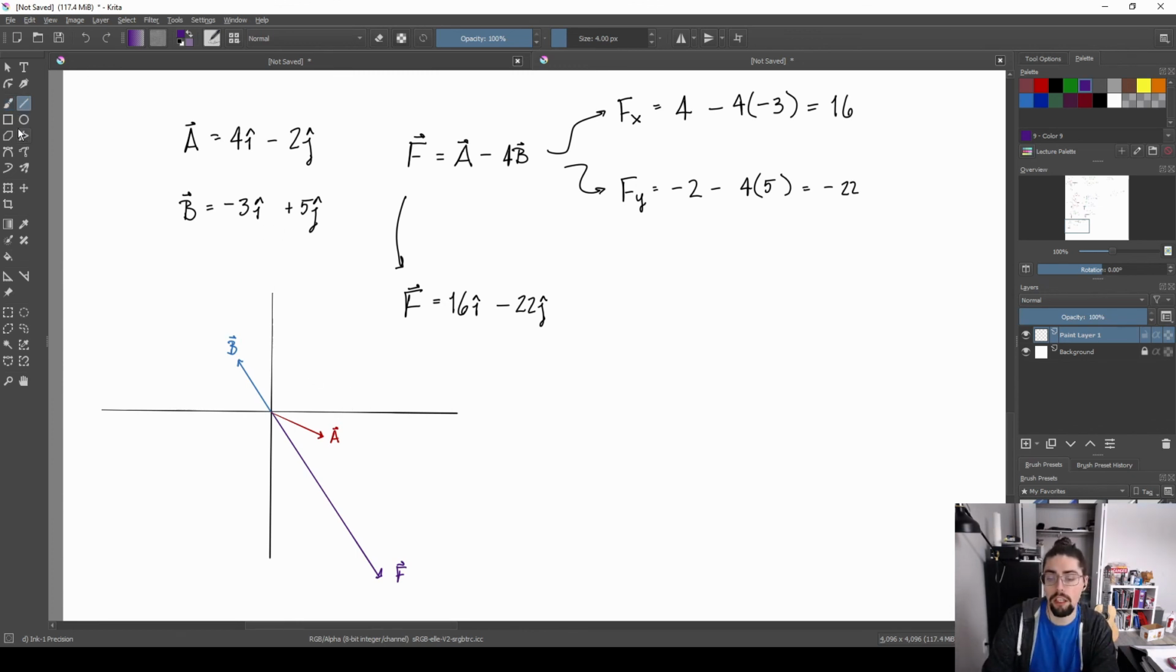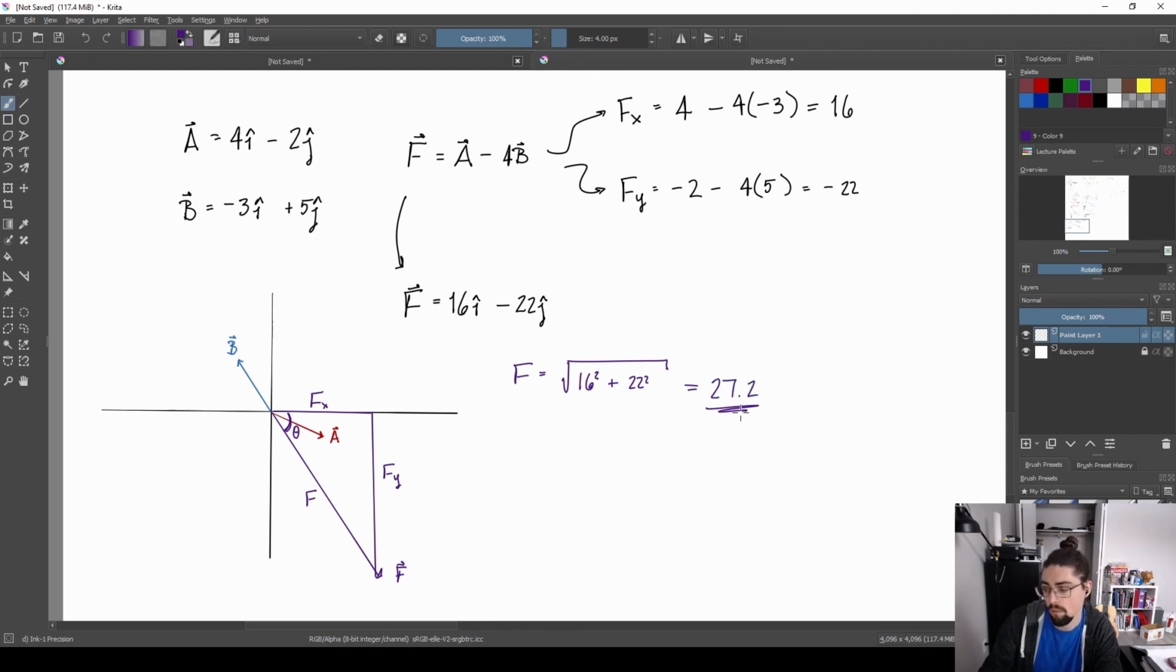Now the last thing I need to do is find the direction and magnitude of this. I could take this and this. Those are my two components. This is f of x, this is f of y, this is the total f, and this is my angle theta. The magnitude of f is the square root of 16 squared plus 22 squared, for a grand total of 27.2.